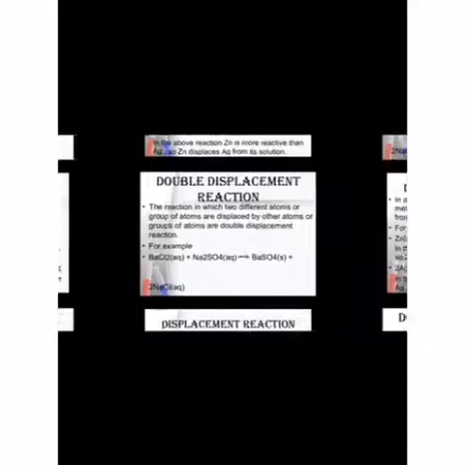For example, when zinc is dipped in silver nitrate solution, silver is displaced and zinc nitrate is formed. In the above reaction, zinc is more reactive than silver, so zinc displaces silver from its solution.